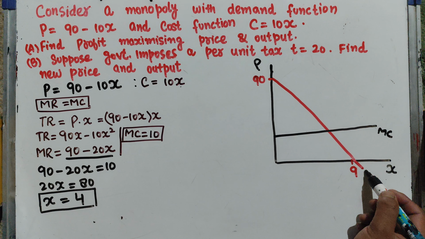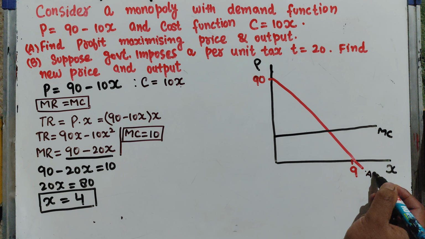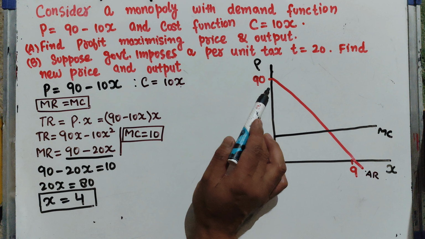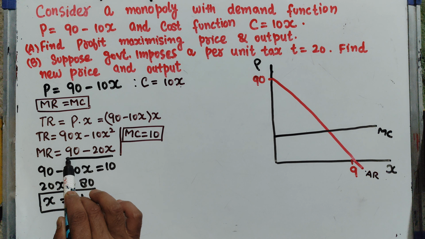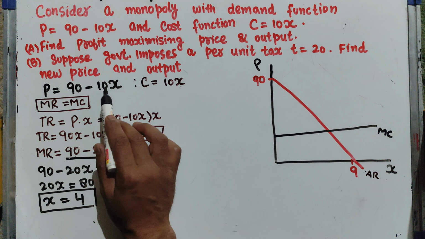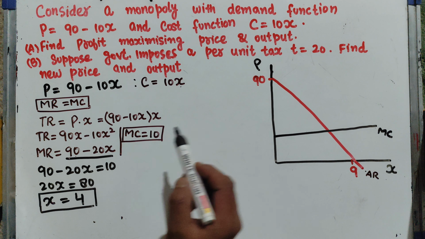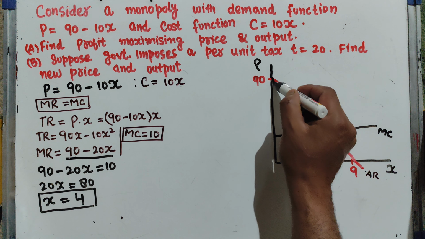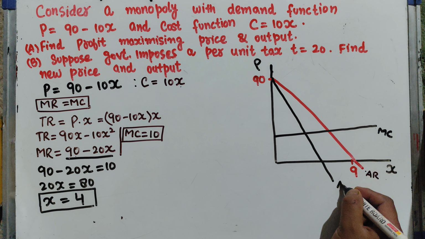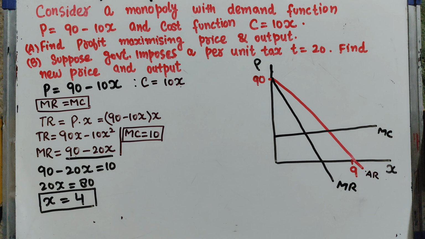And since this is our demand function or average revenue function, we also need to find out the marginal revenue function. Here you can see, if I plot this marginal revenue function, we have the same price intercept, which is 90, but the slope is twice that of the average revenue function. Here we have the slope negative 10, here we have slope negative 20. So we will have the same intercept, but this will be our marginal revenue function, which has twice the slope of the demand function.